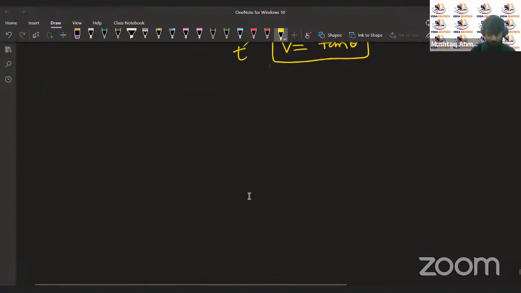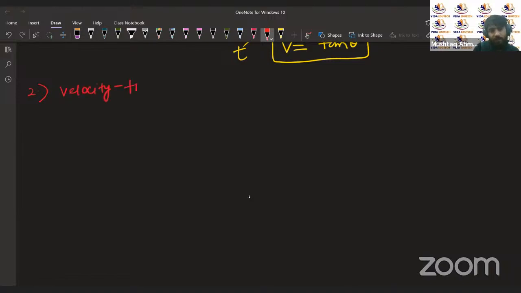Let's move on to the next topic. Let's move on to the next part, that's the velocity time graph. Let's discuss the velocity time graph.